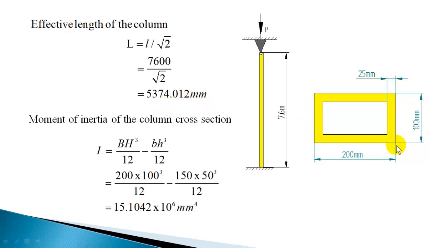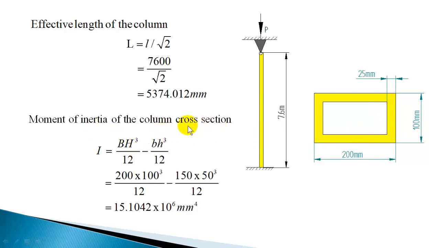Now the external dimensions are given as 200 mm by 100 mm and thickness of metal 25 mm. So this wall thickness is 25 mm, and you can calculate the internal dimensions. On either side you should reduce 25, which gives internal dimension as 200 minus 2 times 25, which will give 150. And this height is 100 minus 2 times 25, which will give 50. So internal dimension is 150 by 50.